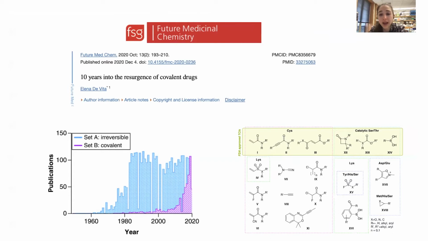This is a good review article if people are interested, and you can see some of the warheads that are used to target different amino acids. You can also see this rise in covalent inhibitors in recent years. Not all of these inhibitors are reversible. Some of them are irreversible, but there's a growing interest in these reversible covalent inhibitors.